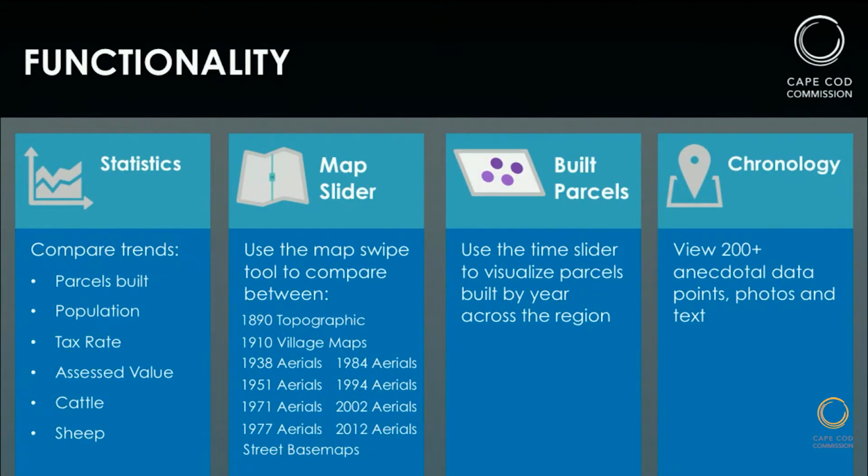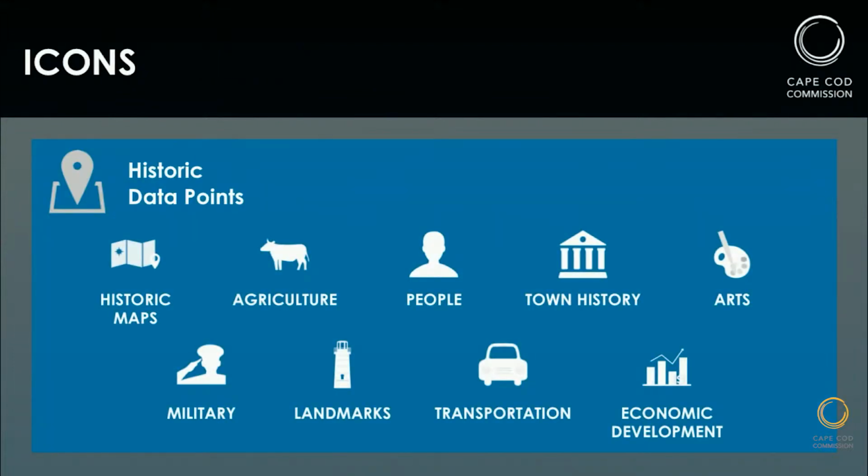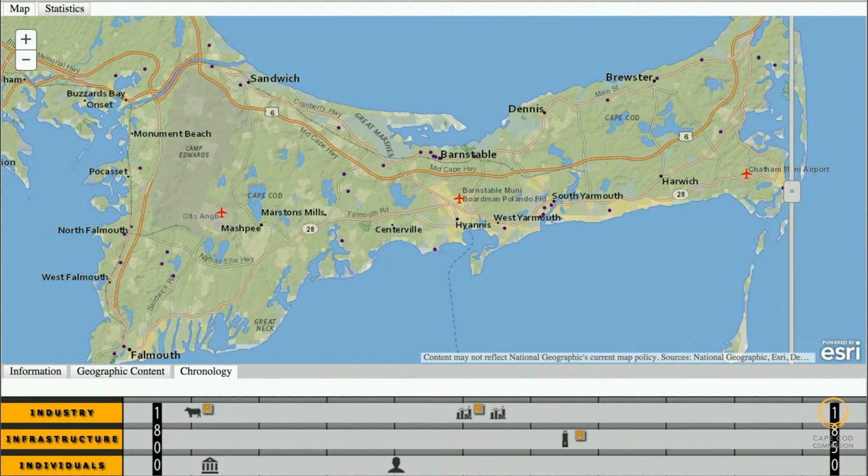The last part of the historic data site that we're going to cover is the anecdotal information, photos, and historic data laid out in a chronological timeline. There are over 200 data points included. Each data point has an icon associated with it. Data points include historic maps, agriculture, people, town history, arts, military, landmarks, transportation, and economic development. The data points are also separated into 3 broad categories: industry, infrastructure, and individuals.